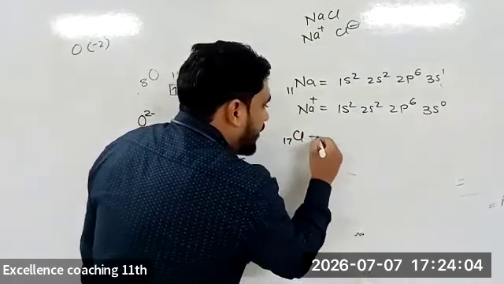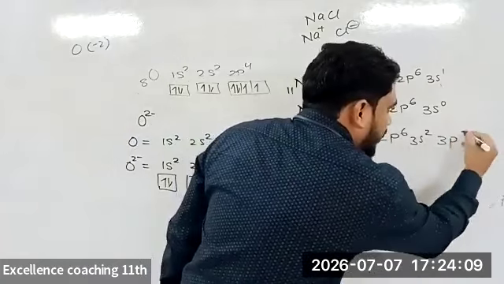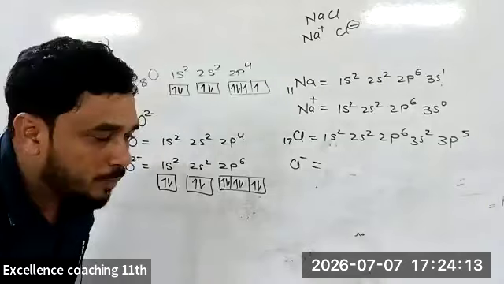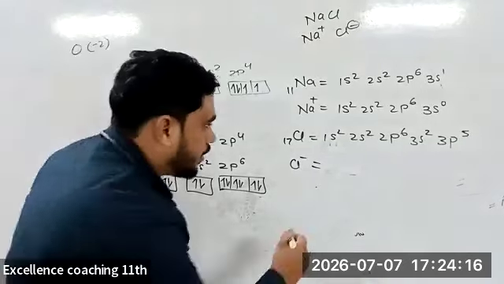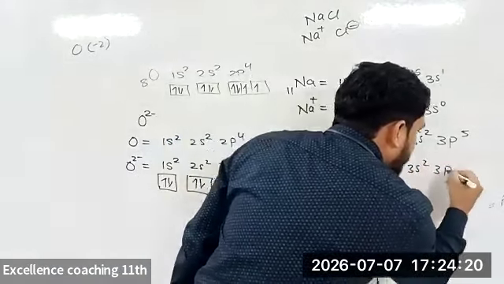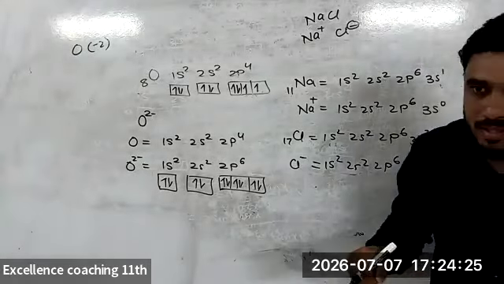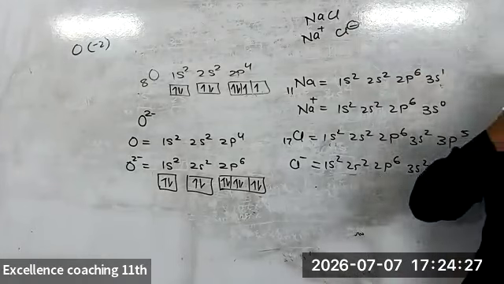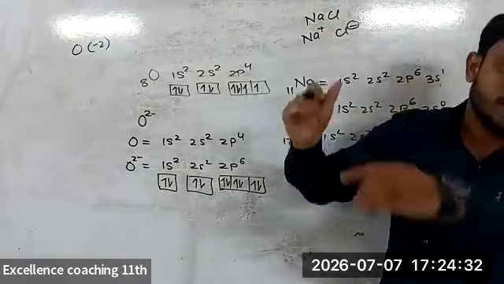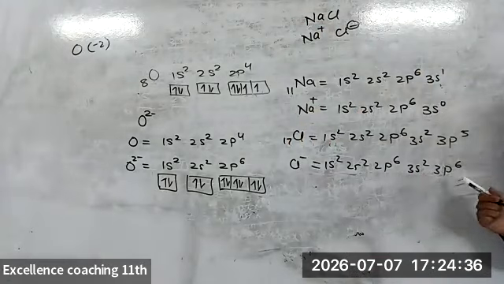Cl, atomic number 17: 1s2, 2s2, 2p6, 3s2 and 3p5. Correct? If I say Cl minus, how many electrons have we added? 1. What will be the electronic configuration? 1s2, 2s2, 2p6, 3s2, 3p6. Understood why Cl is becoming Cl minus? Sodium is saying to Cl, take my one electron. Cl is saying, give me one electron. Understood the reason? Because they are attaining what?